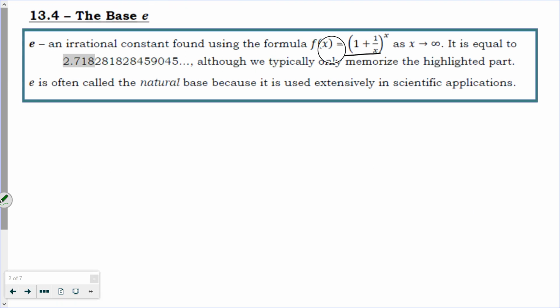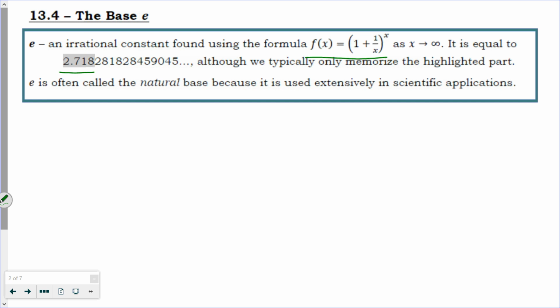All right, so let's get started. Today we're going to talk about the base e. E is the irrational constant found using the formula f of x equals 1 plus 1 over x to the x power. And this is a pretty important formula. That's the compounding interest formula that y'all are going to see on Friday. As x goes to infinity, it is equal to 2.71828182848459045. We only care about the highlighted part, though, the 2.718.